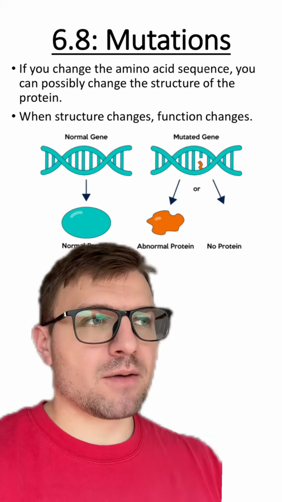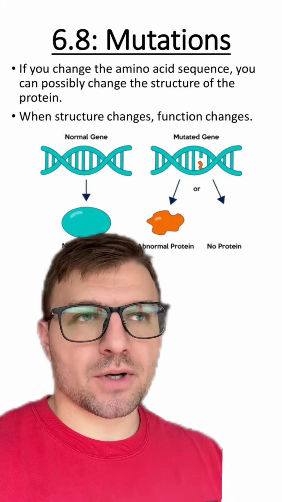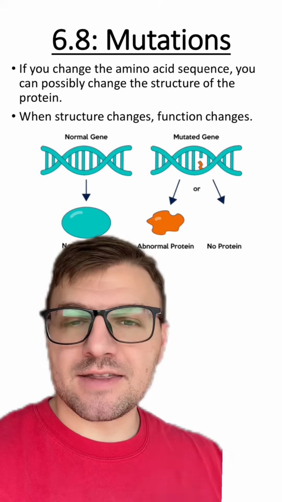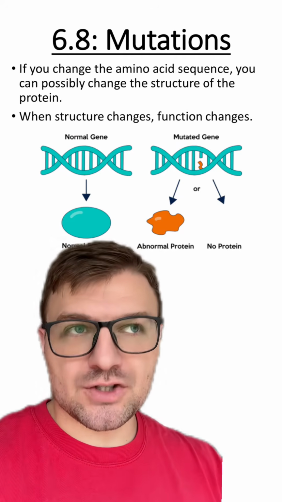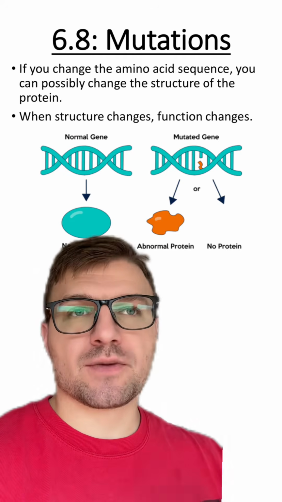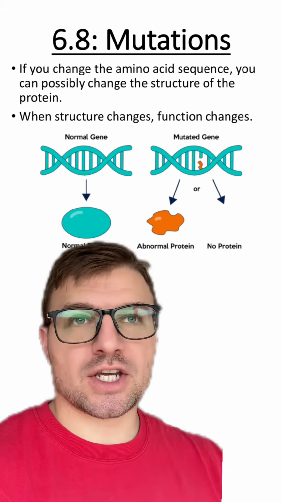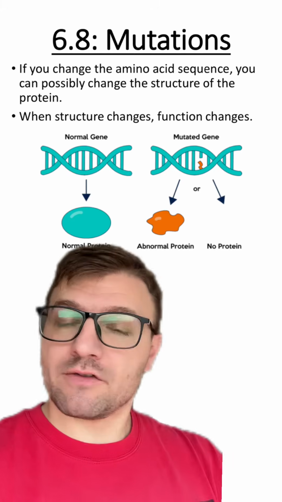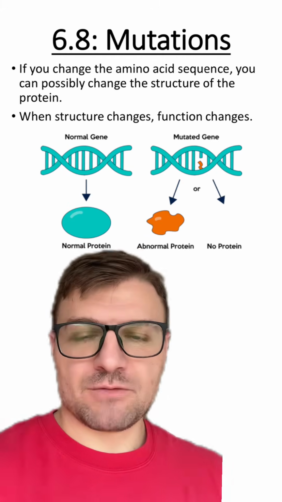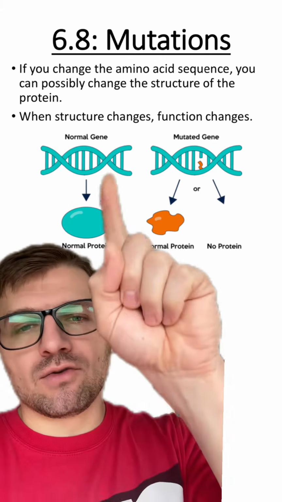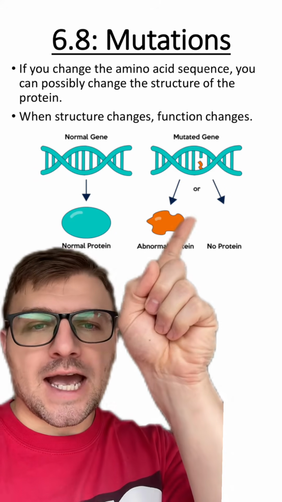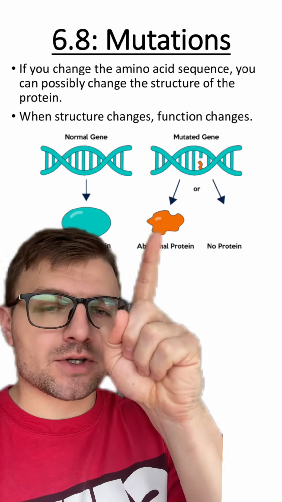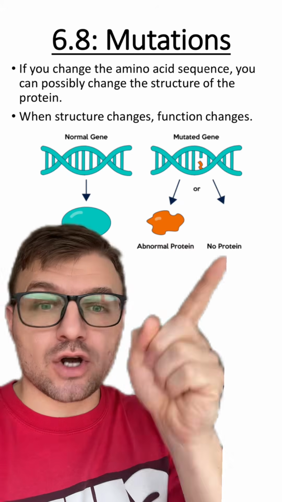Now remember back from our last section, we talked about how the protein structure is determined by the DNA sequence. If you change the DNA sequence, you are in turn going to change the protein. That's because you are changing or could change the amino acid sequence. So when you change the structure of a protein, you're going to change its function. You can see here in our diagram a normal gene producing a normal protein. However, when you mutate a gene, you're going to produce maybe an abnormal protein or no protein at all.